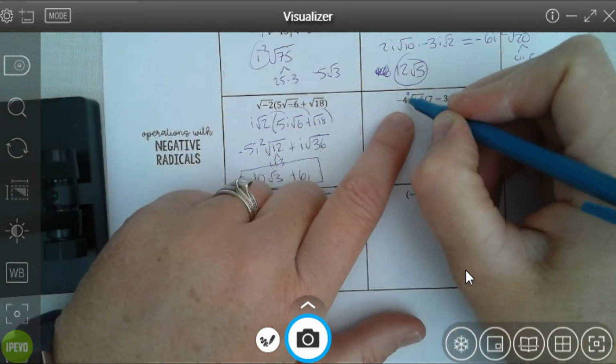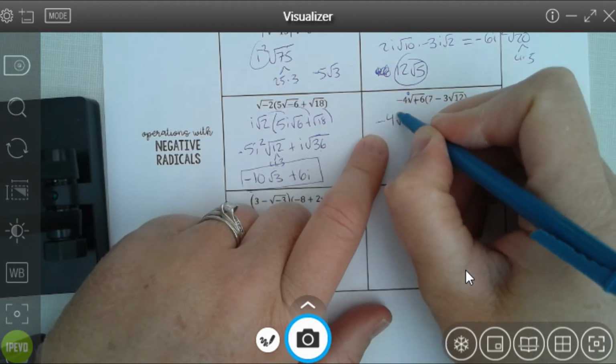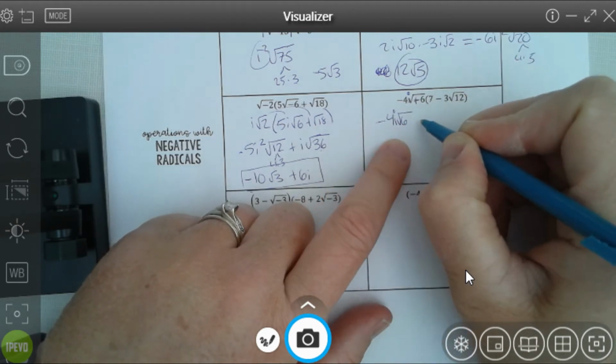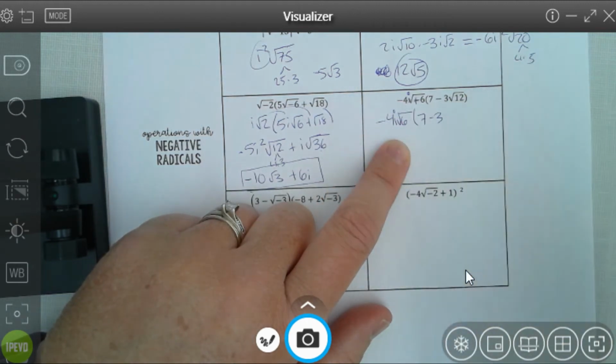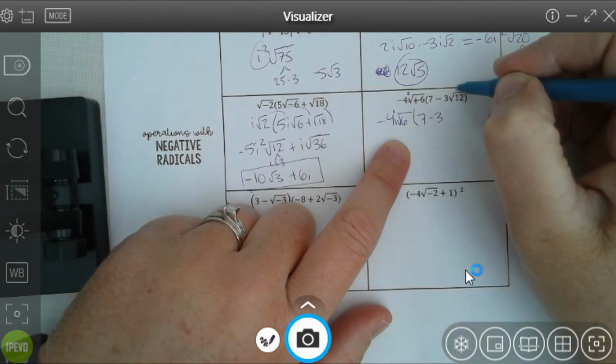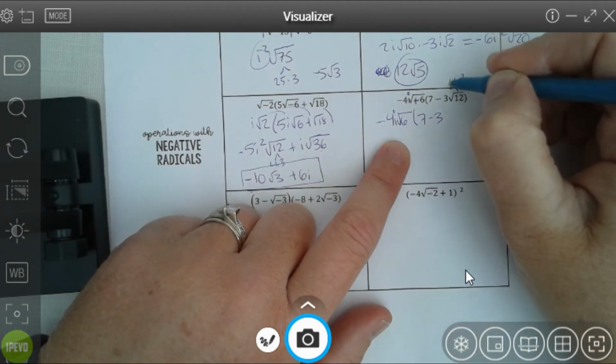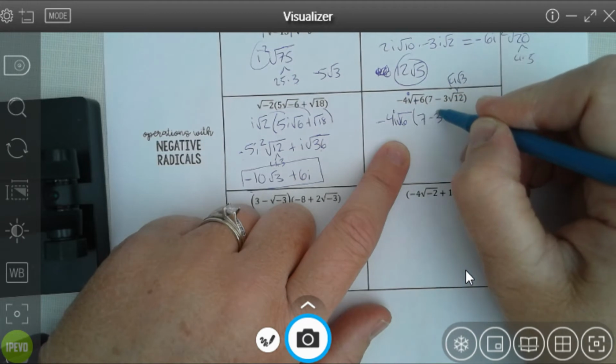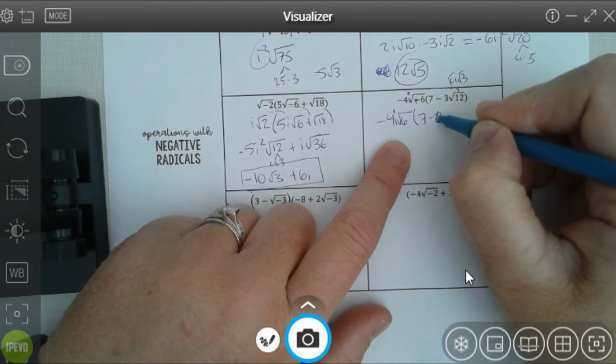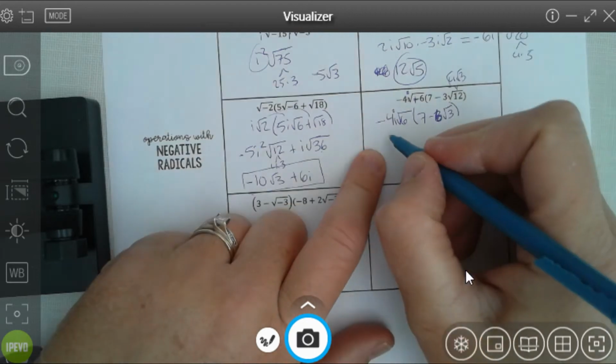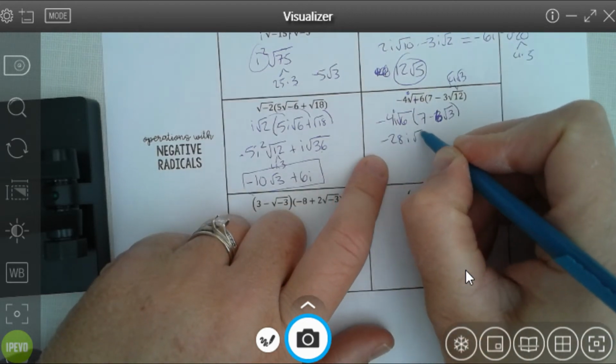So there was a negative, so I turned that to i. So negative 4 square root 4i square root of 6. And then you can break down the square root of 12, so I'll just go ahead and do that right now. So that's 4 times 3. So that's really going to be 6 out here. So 6 square root of 3. And then multiply it in, so that it's going to give me negative 28i square root of 6.